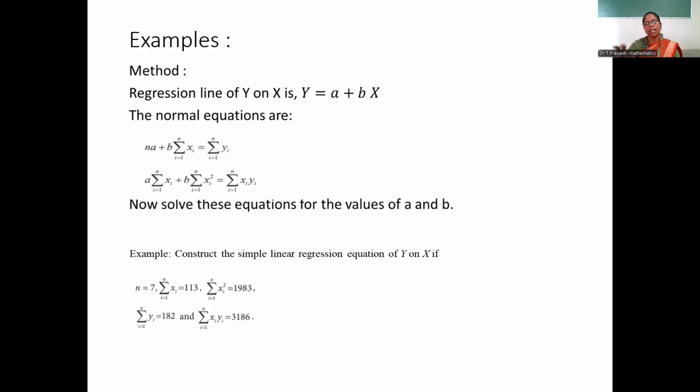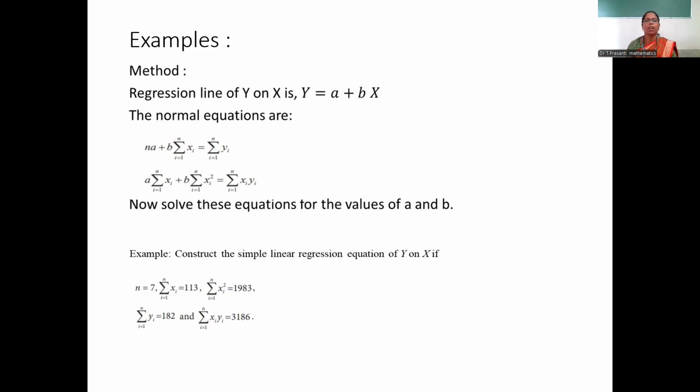Now, I'll take a few example problems to explain how we can calculate this straight line. So I'm considering y is equal to a plus bx, one regression line. Writing the normal equations: the first is na plus b summation x is equal to summation y. And the second equation, a summation x plus b summation x square is equal to summation xy. These two are called normal equations. We get these two equations with the help of the least squares principle. It is very easy to understand.